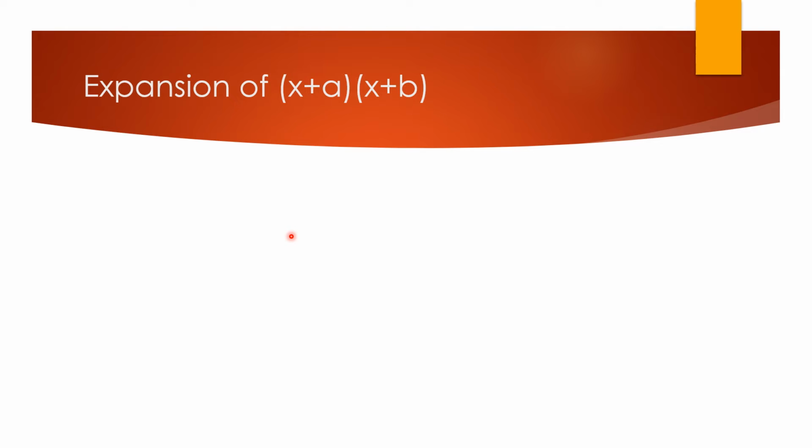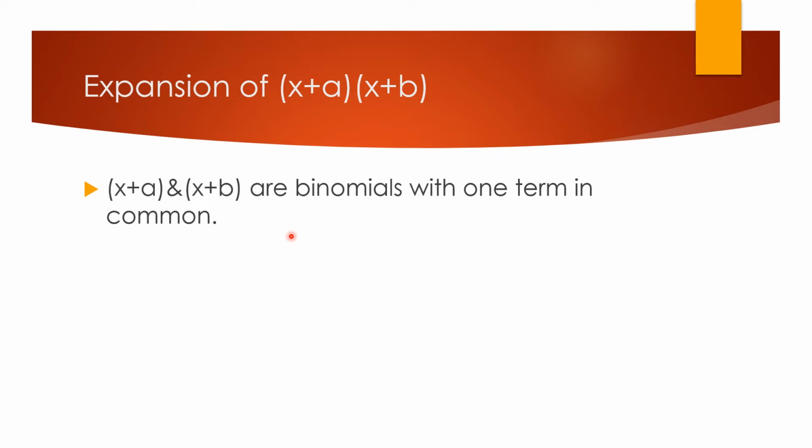Now, the expansion of (x + a)(x + b). We are going to see the formula for this expansion. Now, x + a and x + b are binomials. These brackets contain two terms and therefore it is known as a binomial. And in these two binomials, one term is common. See here, x is the common term in these two brackets.